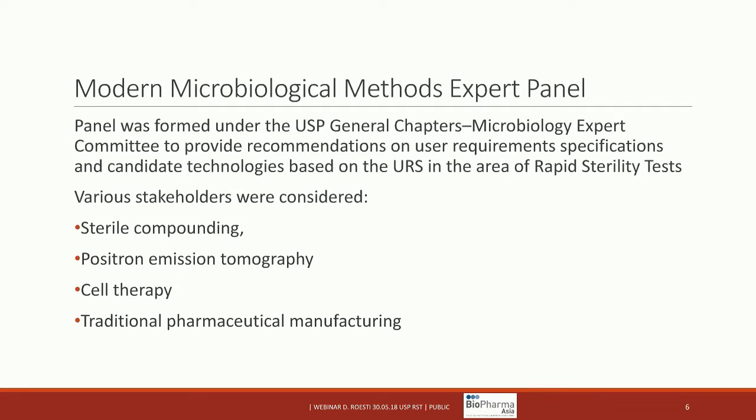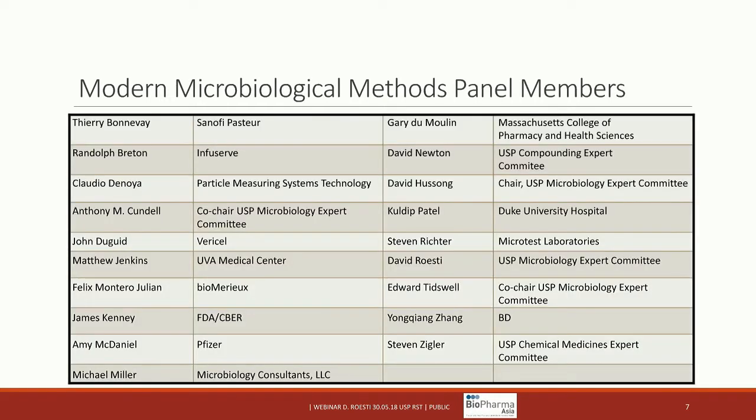So in order to address this rapid sterility test chapter, the third thing that the Microbiology Expert Committee did is that they set up working expert groups. So there was a modern microbiological methods expert panel which was raised, and the idea is to have really experts from different backgrounds and different stakeholder groups. So we had experts from the sterile compounding pharmacies, from the positron emission tomography labs, from cell therapy units, and also in the traditional pharmaceutical manufacturing areas. And here's the list of the experts. We also had some people representing the FDA on the team.